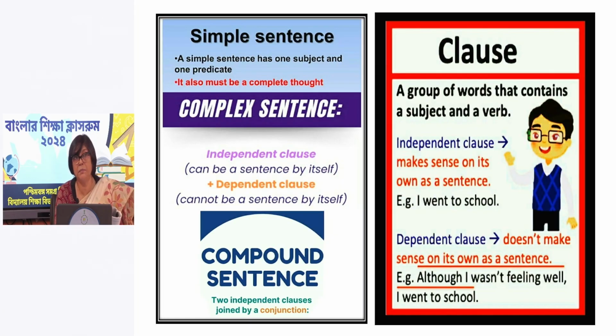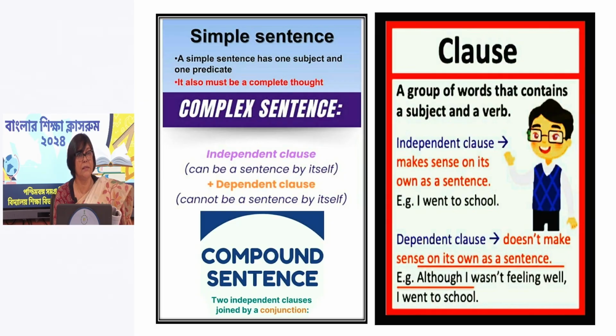So what is a simple sentence? A simple sentence has only one subject and one predicate. One subject and one object. She reads a book, for example. She is the subject here, reads is the verb here, and the object or predicate is the book. So when a sentence has just one subject, one predicate, it's a simple sentence.